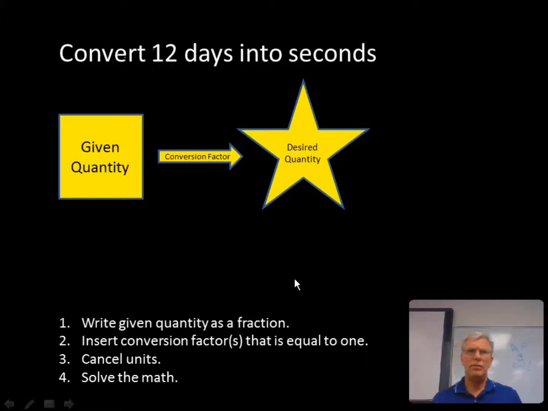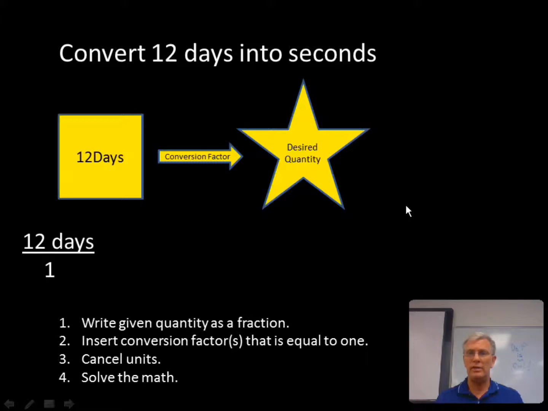All right, how about if we want to convert 12 days into seconds? Our given quantity is 12 days. We will write it as a fraction, so we'll write it over 1. Our desired quantity is going to be seconds. Well, I don't know how many seconds there are in days. I don't have a single conversion factor to do that, so I'm going to do it in steps. So I've written the given quantity as a fraction, and I need to come up with conversion factors that are equal to 1.